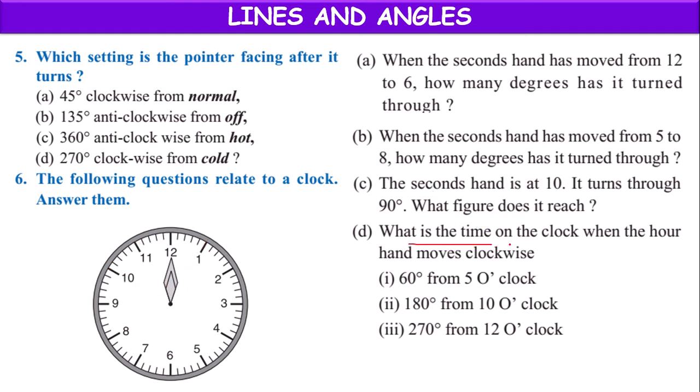Next, what is the time on the clock when the hour hand moves clockwise 60 degrees from 5 o'clock? The hour hand is at 5. It is moving 60 degrees from 5 o'clock. This is 30 degrees, this is 30 degrees. This will be 7. So it will be at 7 o'clock.